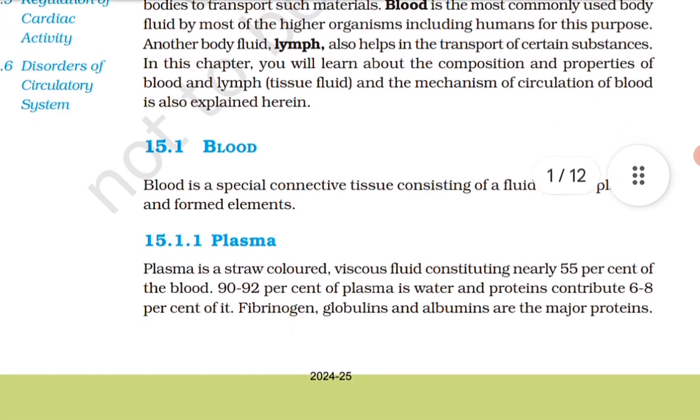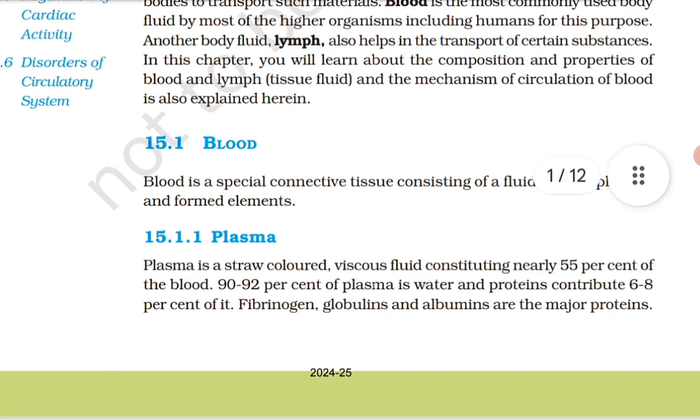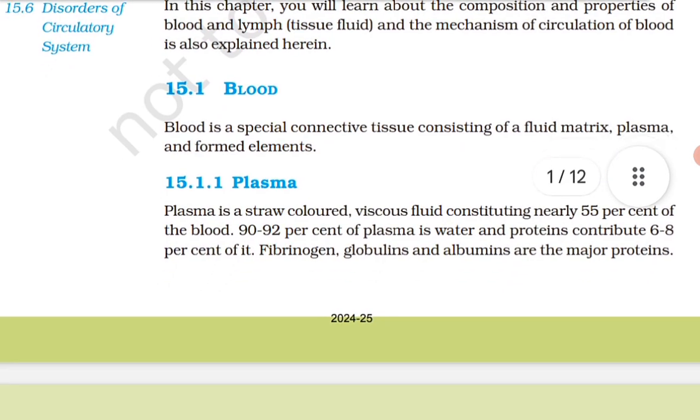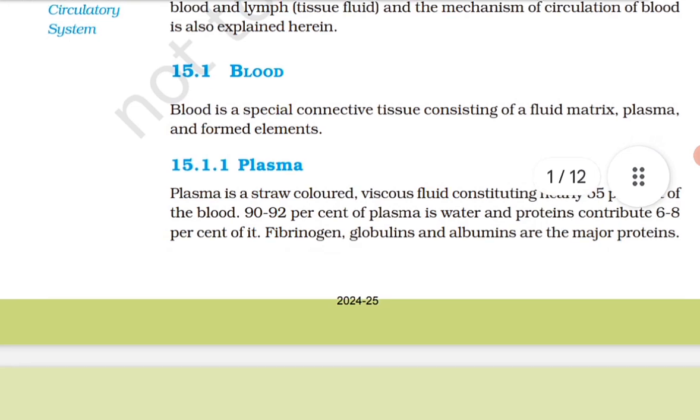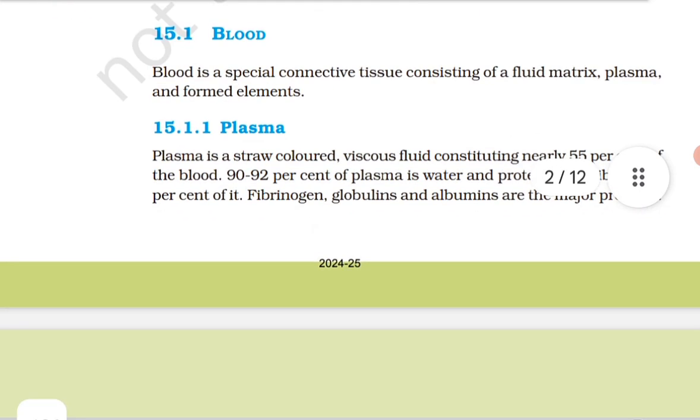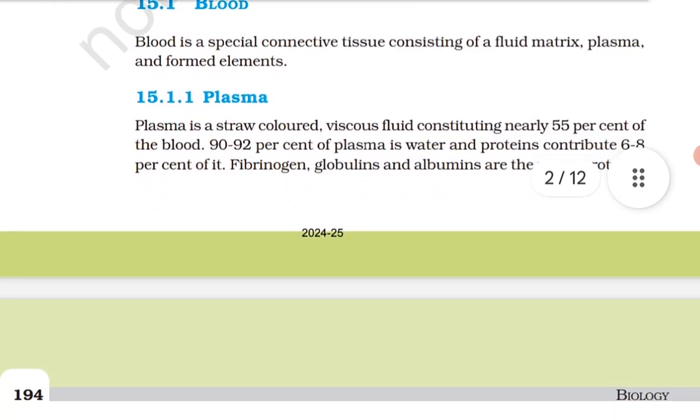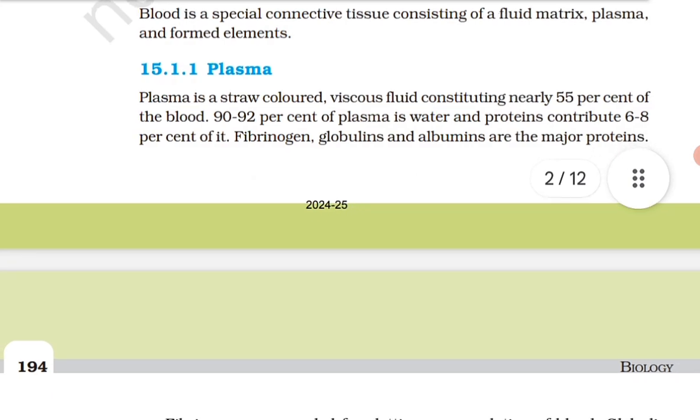So next is plasma. Plasma is a straw-colored viscous fluid consisting of nearly 55% of the blood. The percentage of plasma is 55% of the blood. 90 to 92% of plasma is water and proteins contribute 6 to 8% of it.